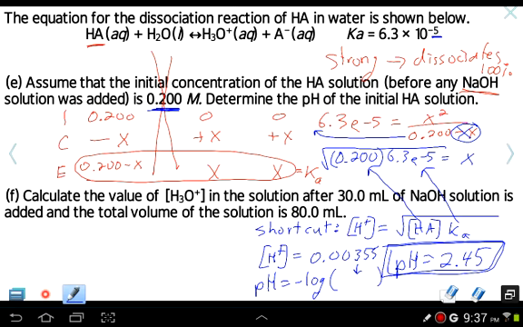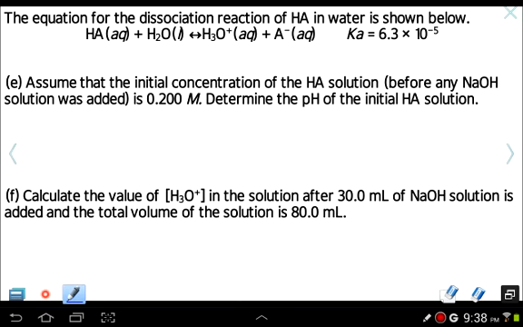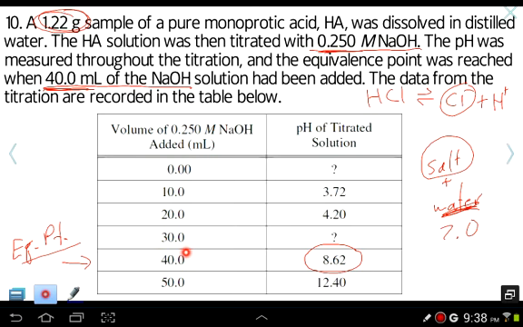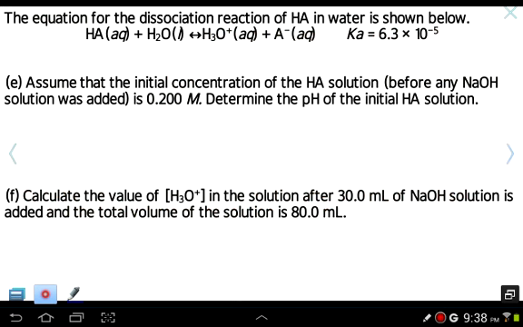Okay, and we'll finish up with part F. Now let me clear the screen here. In part F, what we have is actually we're setting up a buffer. Now we're setting up a buffer by adding some strong base to our acid. We're not going to completely neutralize the acid. We will have some acid left over. And the reason we know this is because the equivalence point, remember, is whenever we have 40 milliliters added. Because we're only adding 30 milliliters, we have a buffer. We're not at the equivalence point. And they want to know the H3O plus concentration of that.